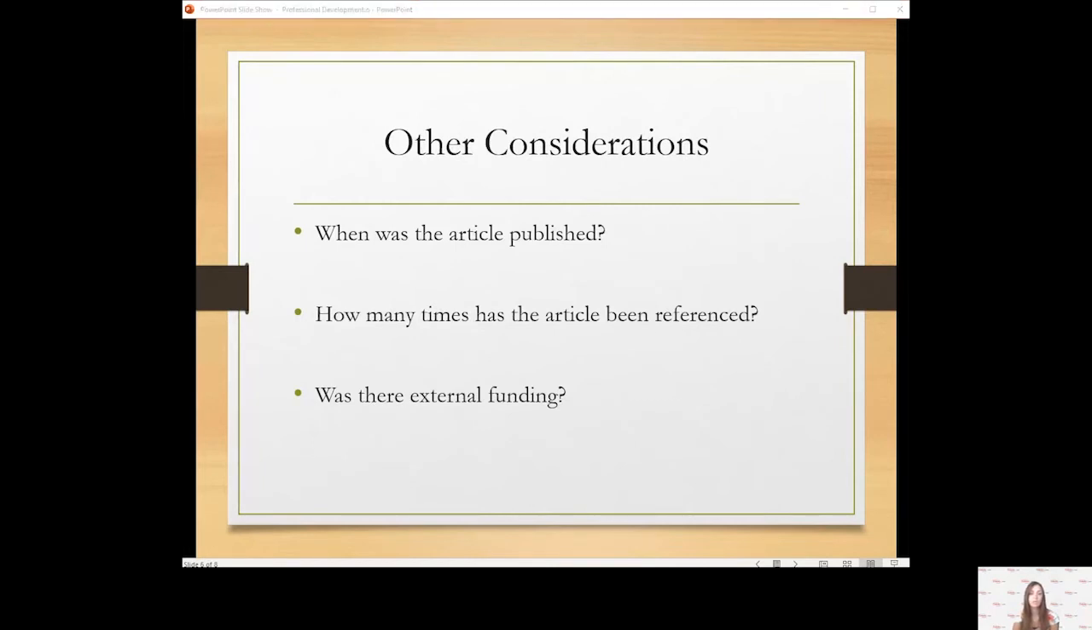You may want to also ask yourself when the article was published, and was it recent? If not, are the findings consistent with current studies? You'll want to look at how many times the article has been referenced. Is it an article that's cited in all other studies on the topic? You also want to examine who funded the study and how that would impact the findings of the results. So for example, a cigarette company funding a smoking policy study may have an impact on the results.